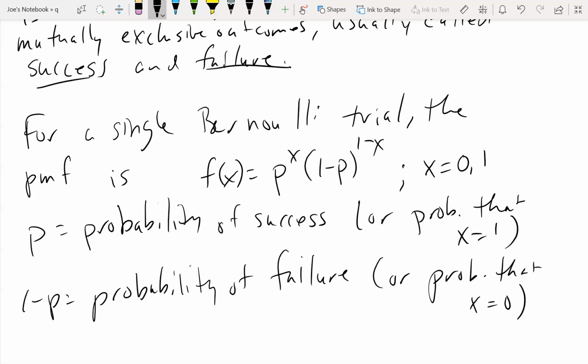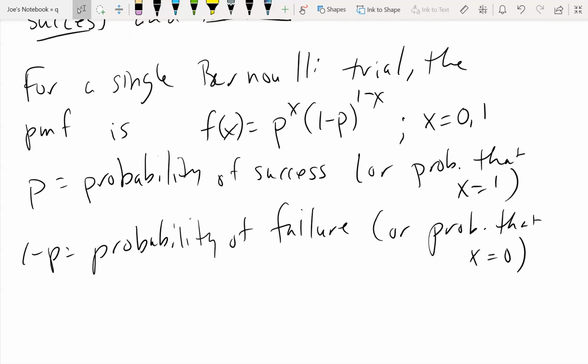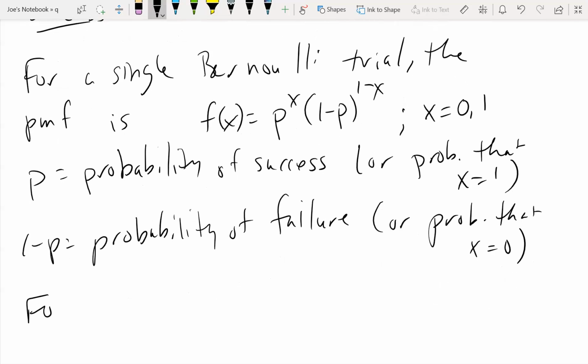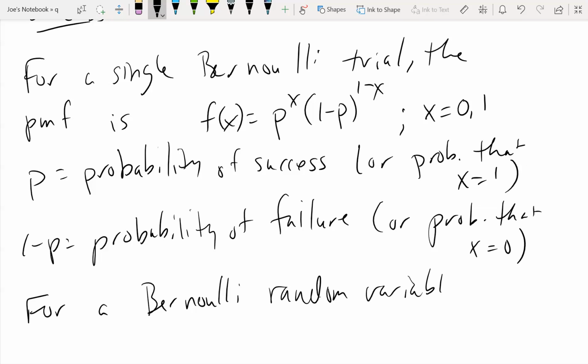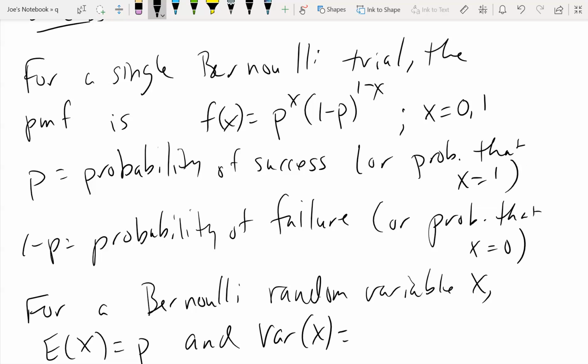It's not too hard here to calculate what your expected value and variance have to be. I'm just going to write it down. For a Bernoulli random variable, let me call it x, the expected value of x is p, and the variance of x is p times 1 minus p.